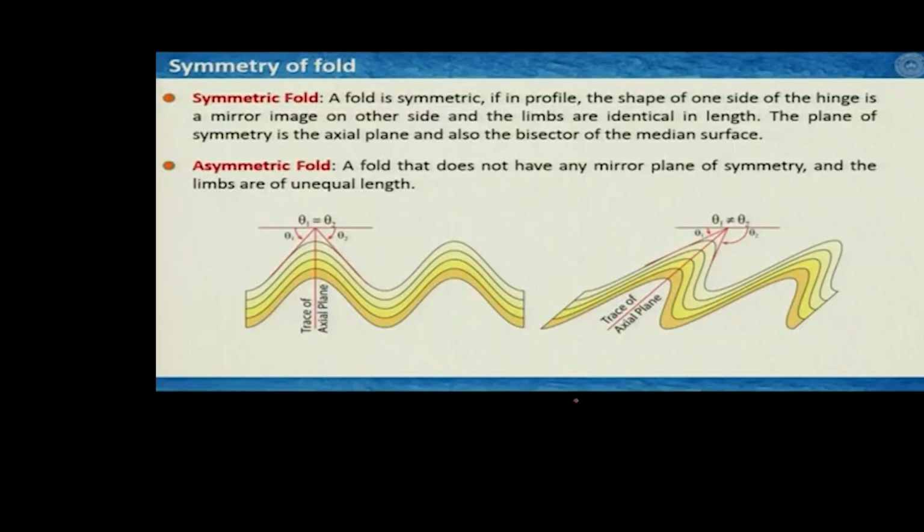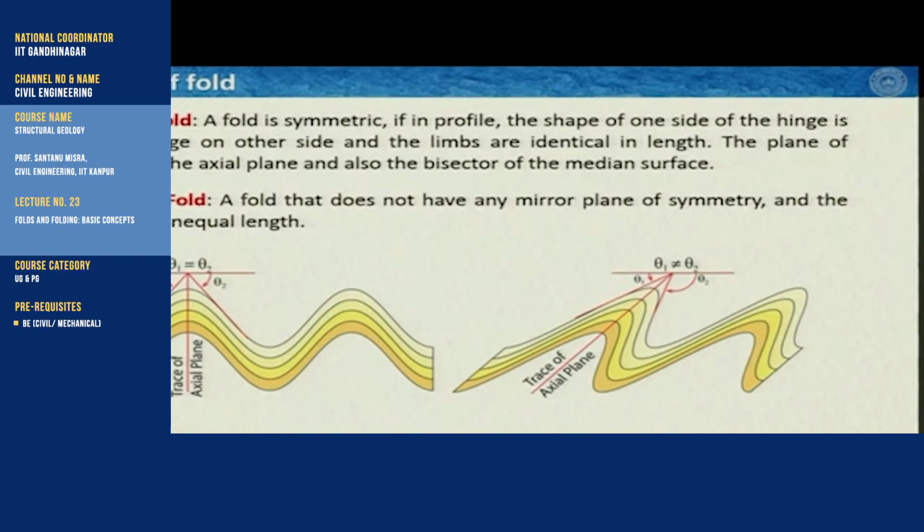Let's talk about the symmetry of the fold. You can understand that a fold can be symmetric or asymmetric. A symmetric fold is one where, in profile section, that means a section perpendicular to the fold axis, the shape of one side of the hinge is a mirror image of the other side and the limbs are of identical length. The plane of symmetry therefore is the axial plane and is also the bisector of the median surface. An asymmetric fold is where all these conditions do not hold, or in other words, a fold that does not have any mirror plane of symmetry and the limbs are of unequal length.